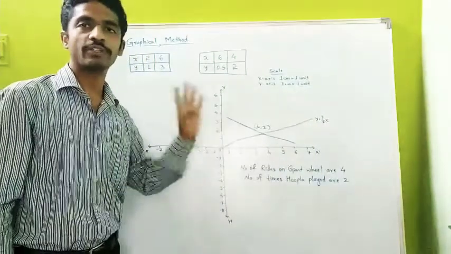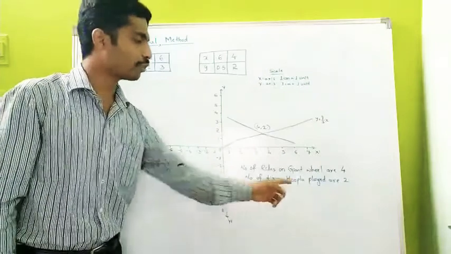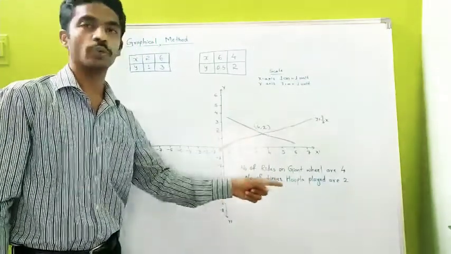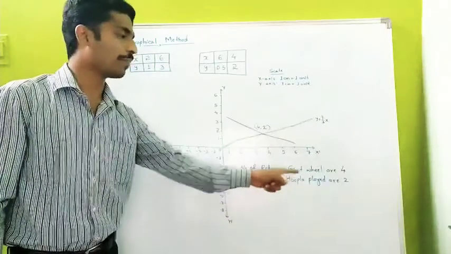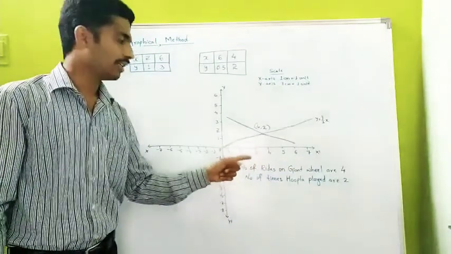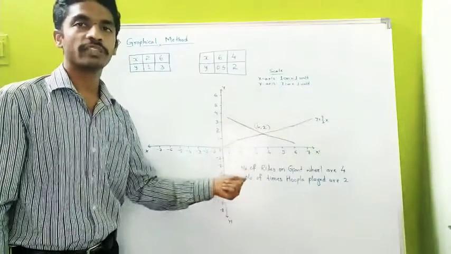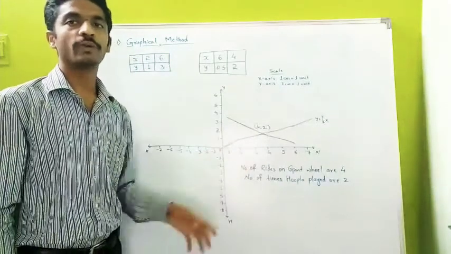So here x value is 4. So now number of times hoopla played, there we took y. So here y answer is 2. So number of times hoopla played are 2, and number of rides on the giant wheel are 4. Okay, this is our answer. Like this we have to solve.